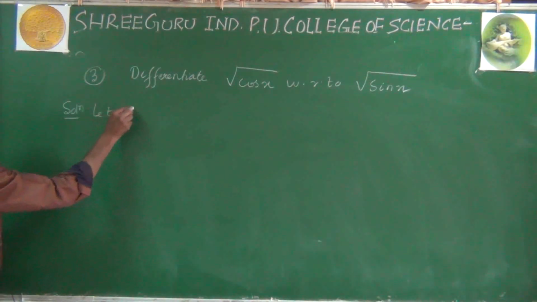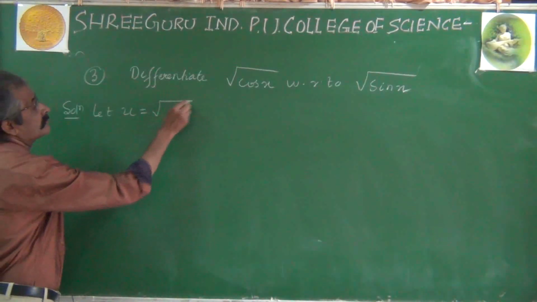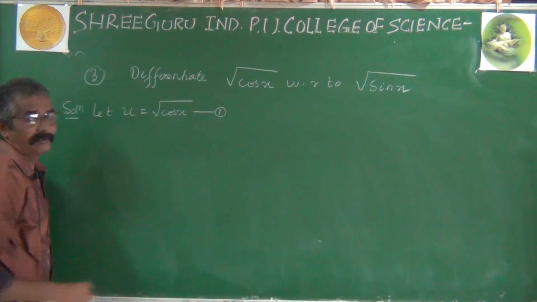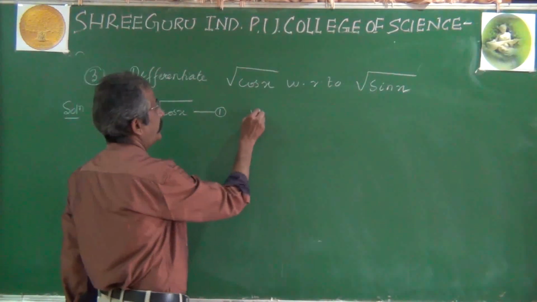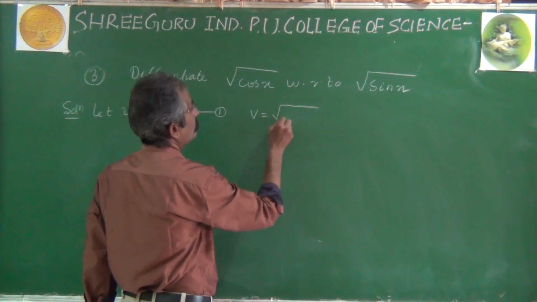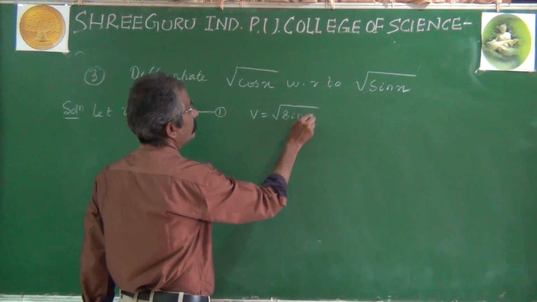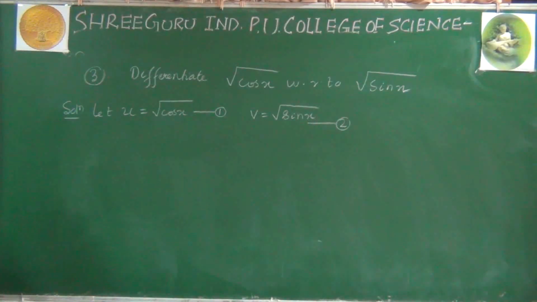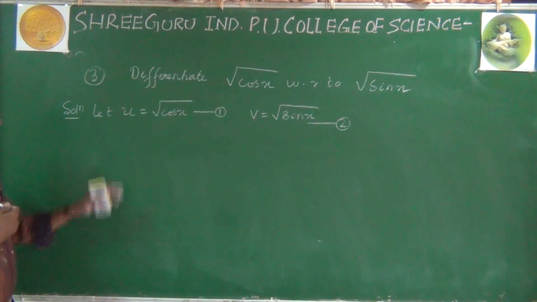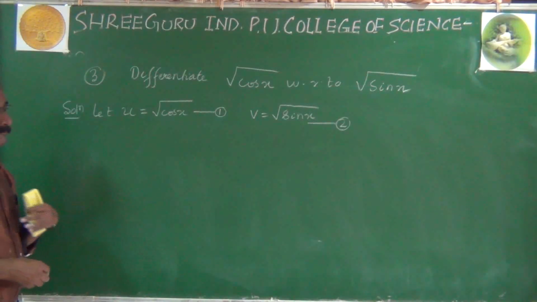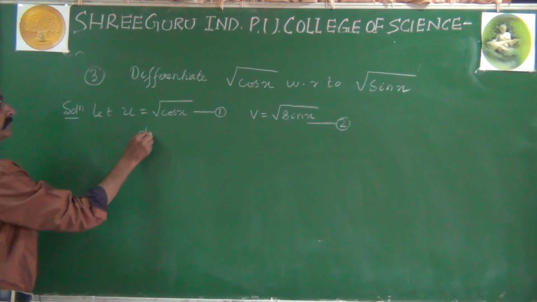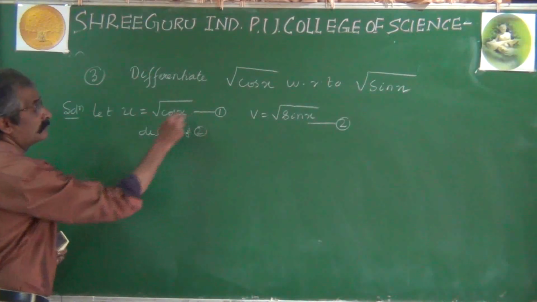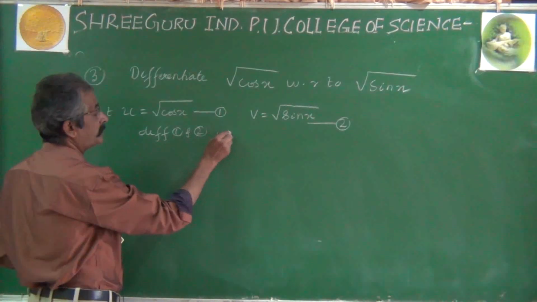Let u equal root of cos x. Call it equation 1. And v equals root of sin x. Call it equation 2. Next step, differentiate 1 as well as 2 with respect to x.